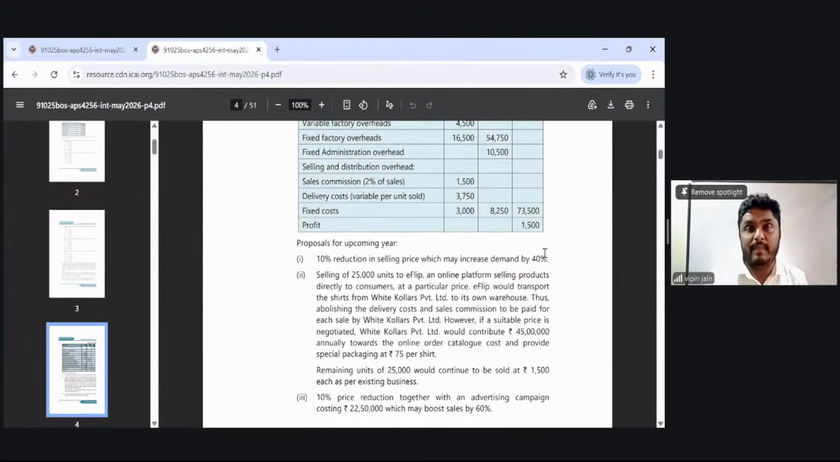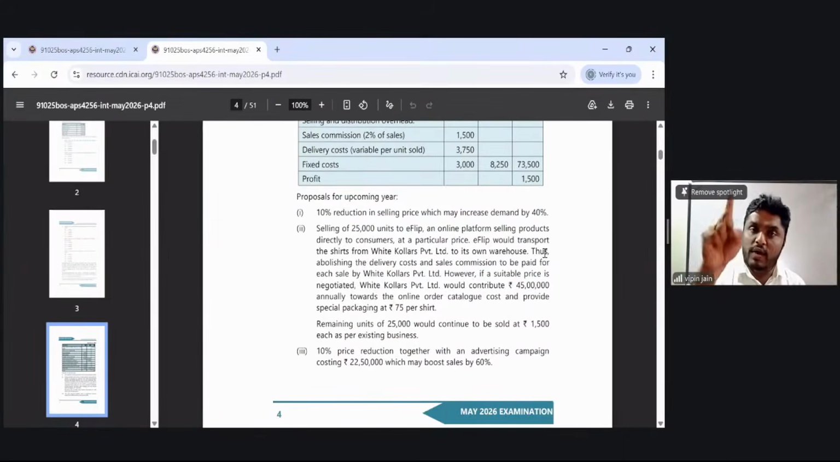Now, since they are planning to sell the product via online platform, they have to prepare a catalog with the models for their various shirts what they are offering. So they have to prepare the catalog, and the catalog will cost 45 lakh rupees. And further, they have to arrange a special packing also at a cost of 75 rupees per shirt. So there are two additional costs. First one is 45 lakh, the cost of catalog, that is a fixed cost. And apart from this, a special packaging cost of 75 rupees per shirt.